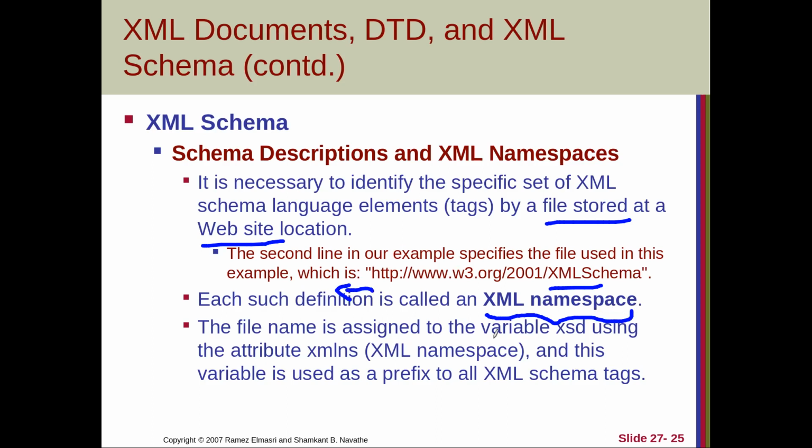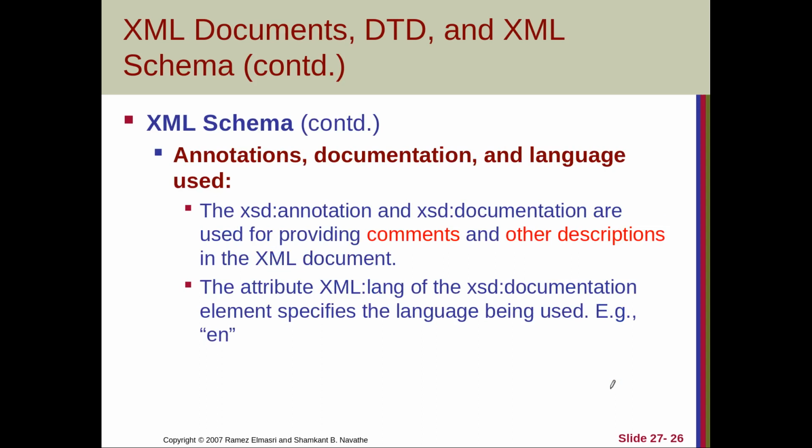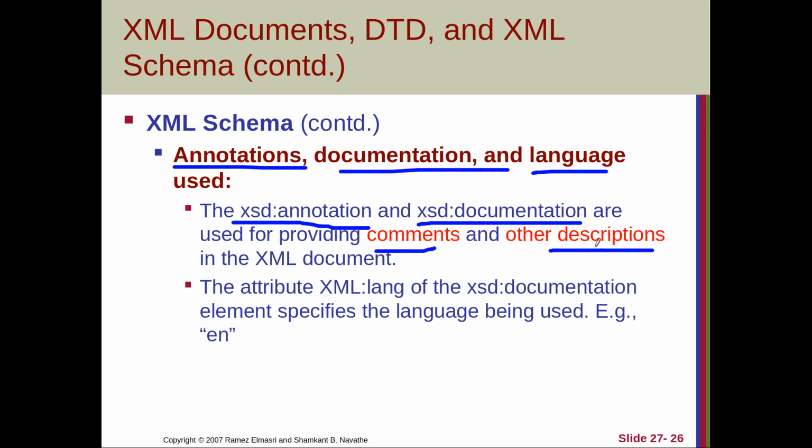So the file name is assigned to the variable XSD, right, using the attribute name XML namespace, and this variable is used as a prefix to all the remaining XML schema tags. We have already seen that. Then annotations. The first portion was annotation, which describes the documentation. So annotations or documentation or the language used for the XML schema is given in this particular area. XSD colon annotation, XSD colon documentation, all these are used for providing comments and other description of the XML document.